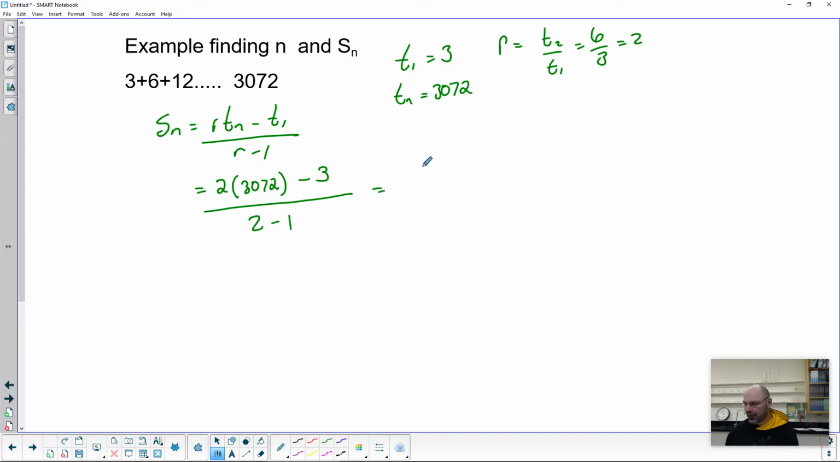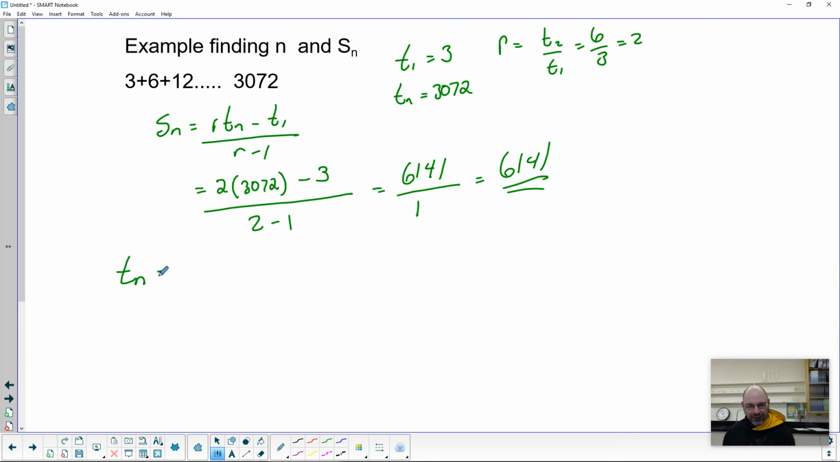Okay, 2 times that number is 6144, subtract 3 is 6,141 over 1, which is equal to 6,141. That's our total. Now to find n, we have to use the old formula.